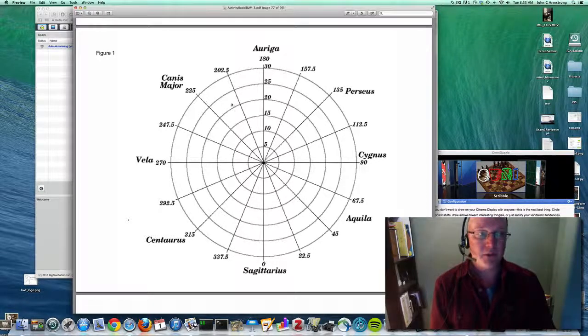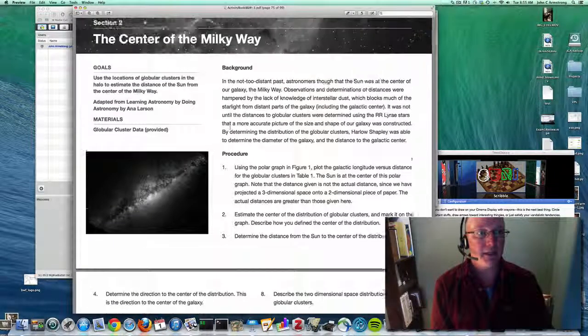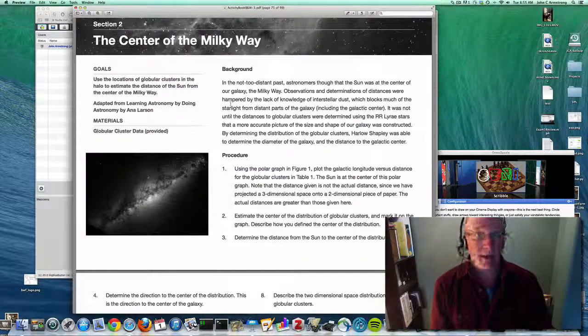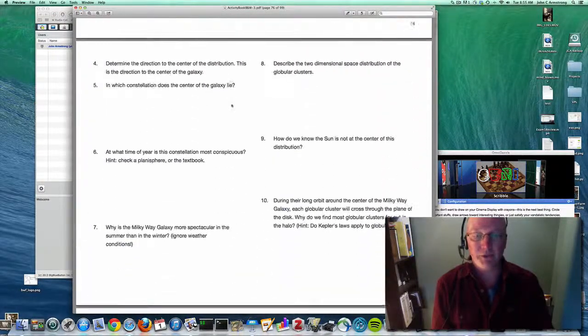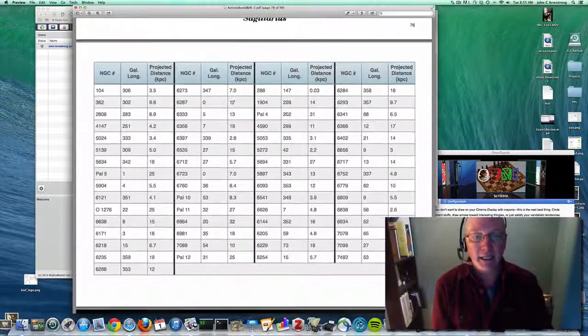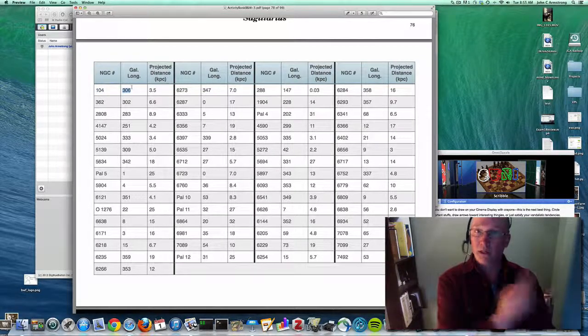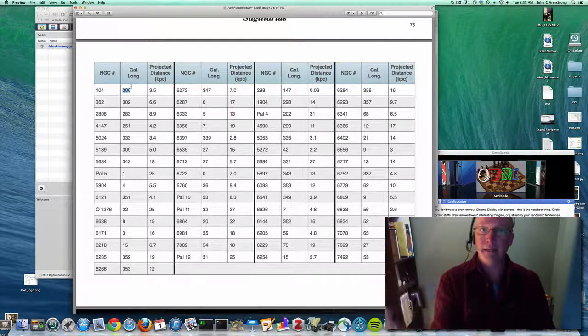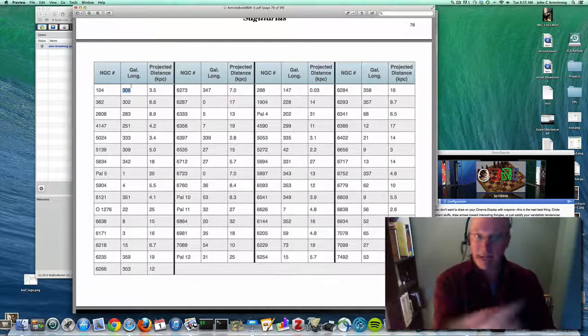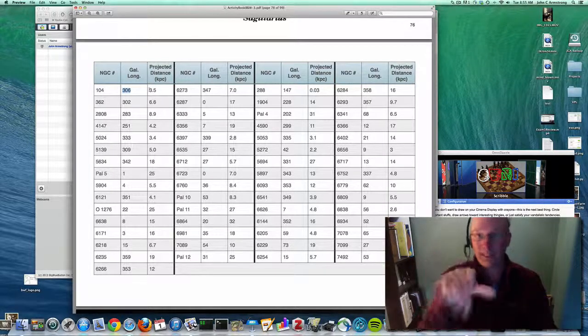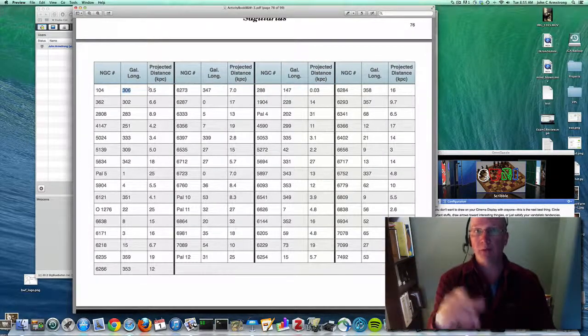So what you're going to do is, if you go to your activity, it's called the Center of the Milky Way activity, and you can read through the procedure, but effectively what we're doing is we're taking these data from the globular clusters, where we have the galaxy number, something called the galactic longitude, which is where it's located around the disk of the galaxy, and the projected distance from us. So our distance to this globular cluster projected onto a flat plate.